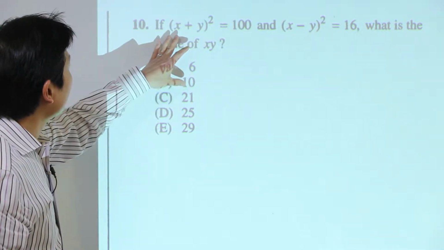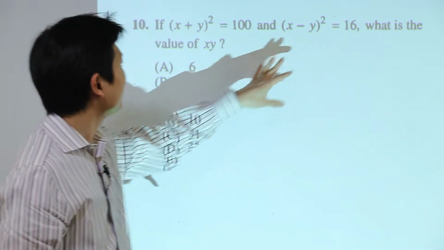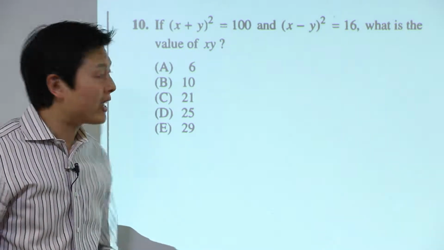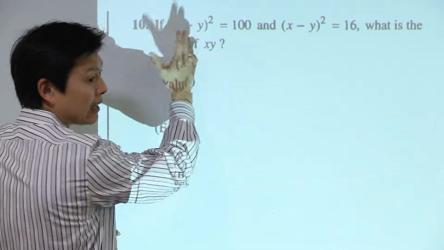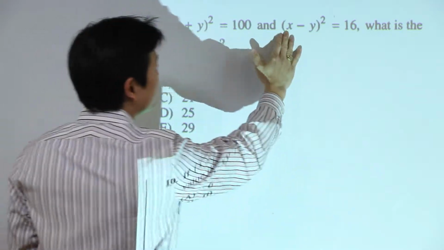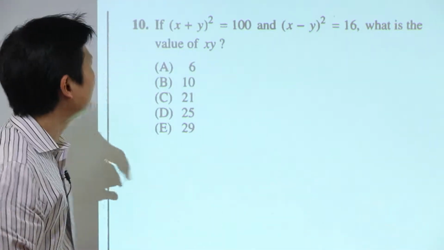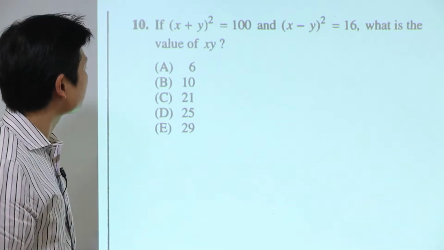If (x + y)² = 100 and (x − y)² = 16, what is the value of xy? Now, do you see xy anywhere in this problem? We're looking for xy. We have a separate x, and separately a y. Same thing here, x separately and y separately, but we don't have the product of xy. So how can we find the product of xy?